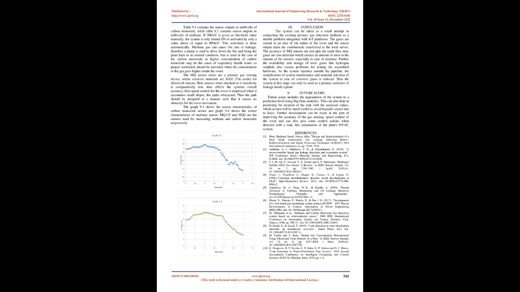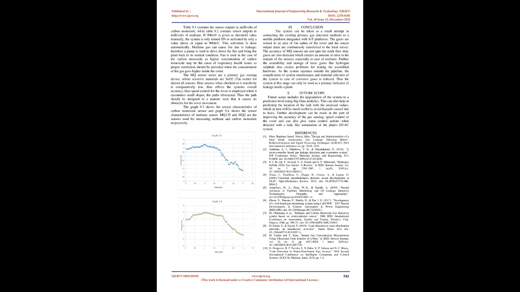The accuracy of MQ sensors is not up to the mark, thus stray gases are also detected, which creates an amount of error in the outputs of the sensors, especially in the case of methane. Further, the availability and storage of toxic gases like hydrogen sulfide also creates problems for testing the assembled hardware. As the system operates outside the pipeline, the complication of system maintenance and material selection in the case of corrosive gases is reduced. Thus the system at this stage can only be used as a primary indicator of leakage inside a plant.